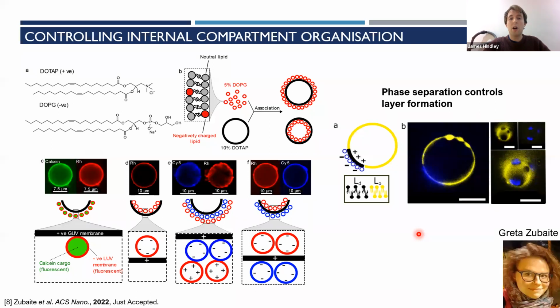If we then took SUVs, our external smaller compartments, and labeled these in blue, then we could actually show that we get association of these smaller compartments only to the liquid disordered domain. And so this again shows that we can not only control in a simple way the localization, but we can start to get greater and greater control over the process.